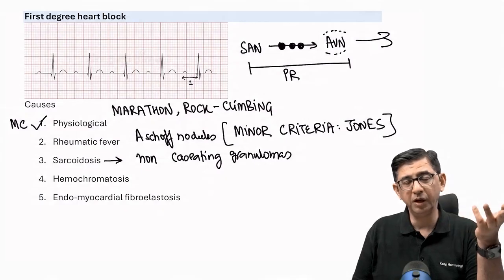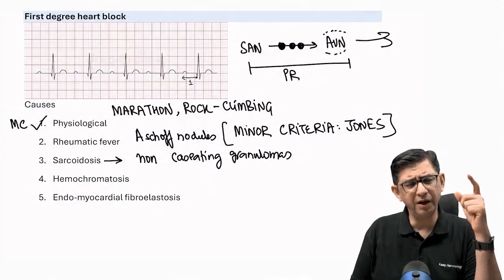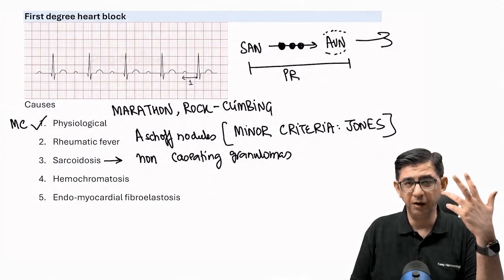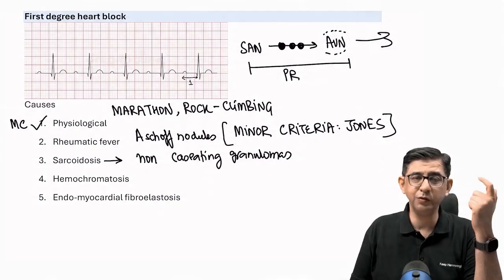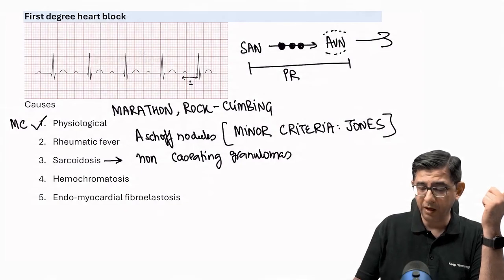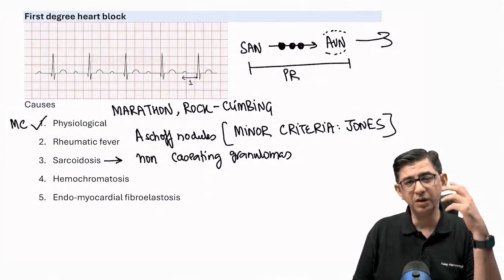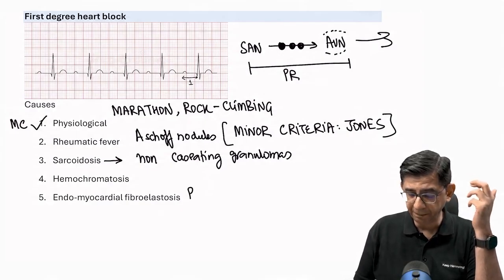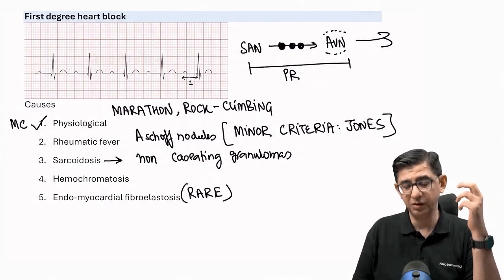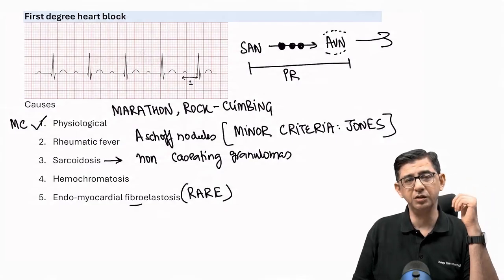Then another scenario can be a child having thalassemia and receiving repeated blood transfusions. Then blood transfusions will cause iron deposition. Again, iron deposition in this area will slow down the conduction. The fifth cause is a rare cause. It is found in southern India. That is endomyocardial fibroelastosis. As the name suggests, there is fibrosis in the conduction system in the heart.